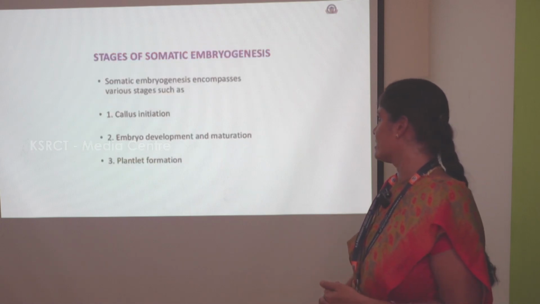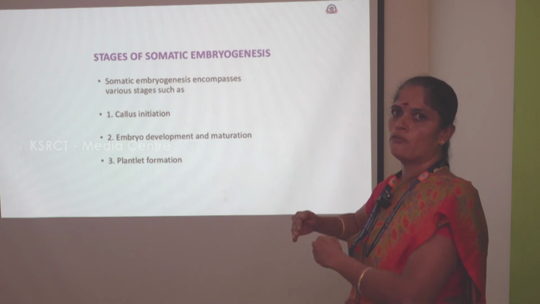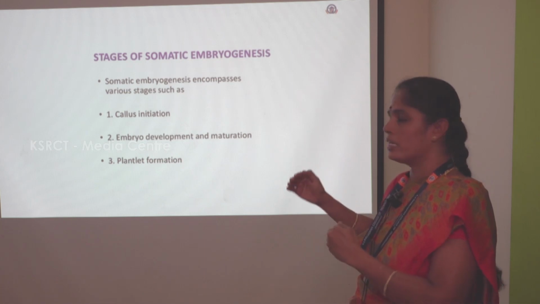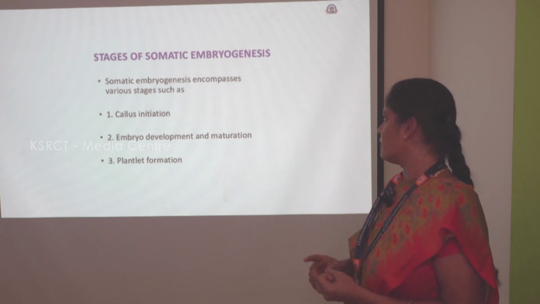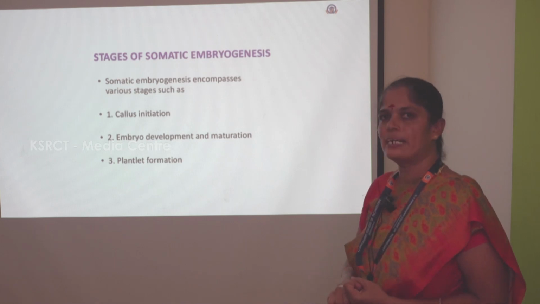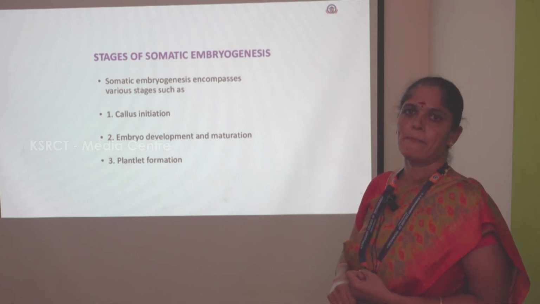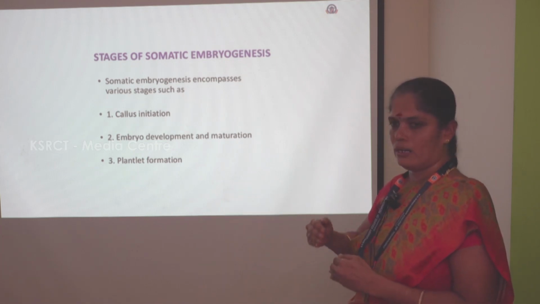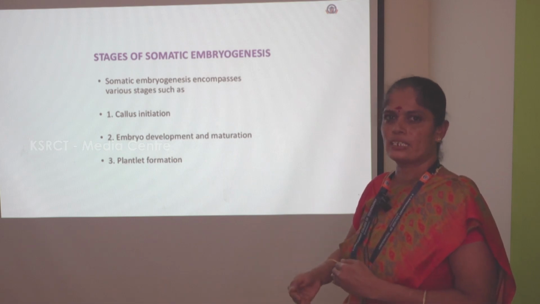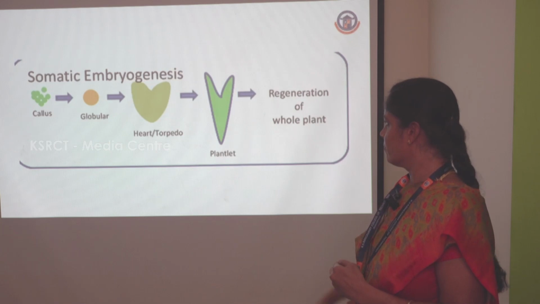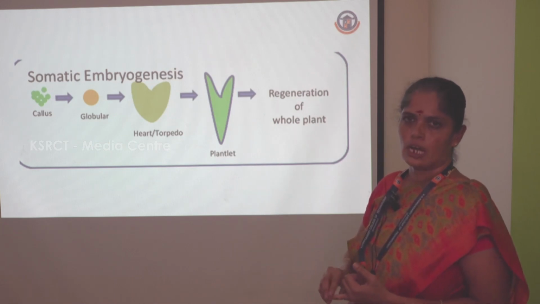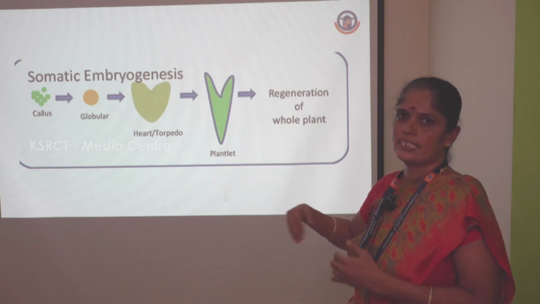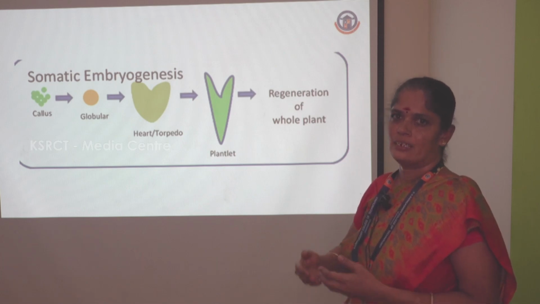Now let us see the stages of somatic embryogenesis. Once the process of somatic embryogenesis has developed in the media, it passes through three stages: the first is callus, the next is embryo development and maturation, and the third is plantlet formation. Once this process is going on, embryos attain four stages: the globular stage, heart stage, torpedo stage, and the cotyledonary stage.